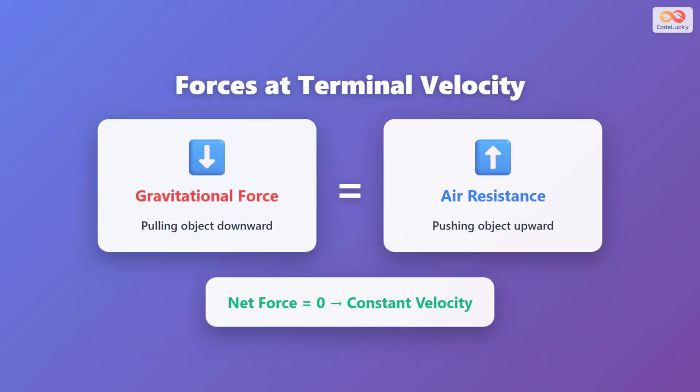At terminal velocity, two forces act on the falling object. The gravitational force pulls the object downward, while air resistance pushes the object upward. When these two forces become equal in magnitude, the net force becomes 0. With 0 net force, there is no acceleration, and the object maintains a constant velocity. This equilibrium condition defines terminal velocity.